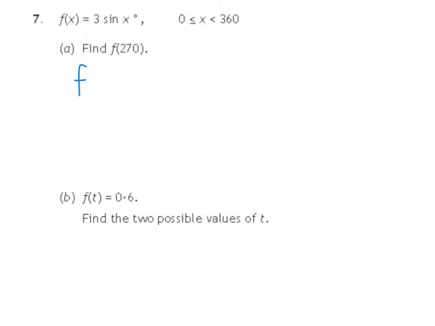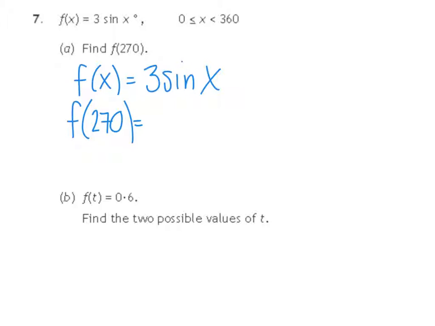So I'll write down the formula first. That was f of x equals 3 sin x, our function. We want f of 270. So we've replaced the x by 270 degrees. So we'll do that along here as well. So that's 3 sin 270.